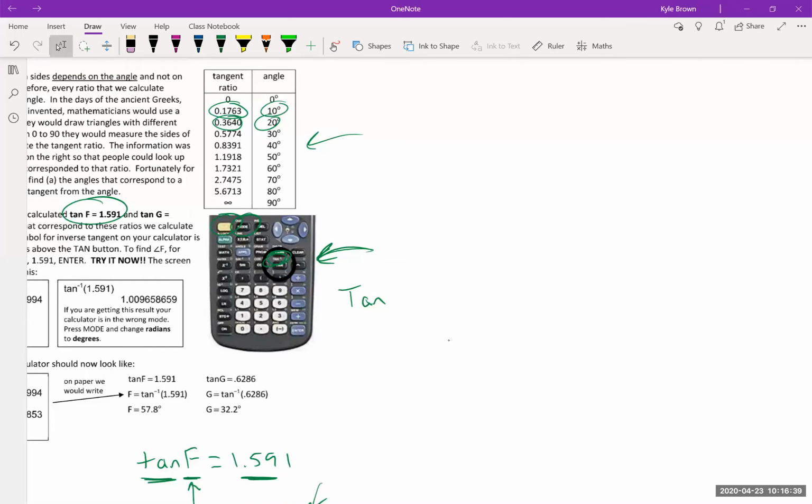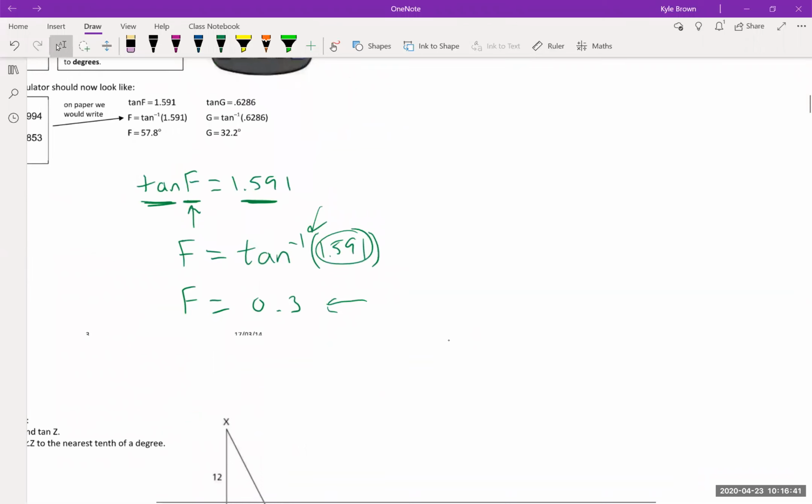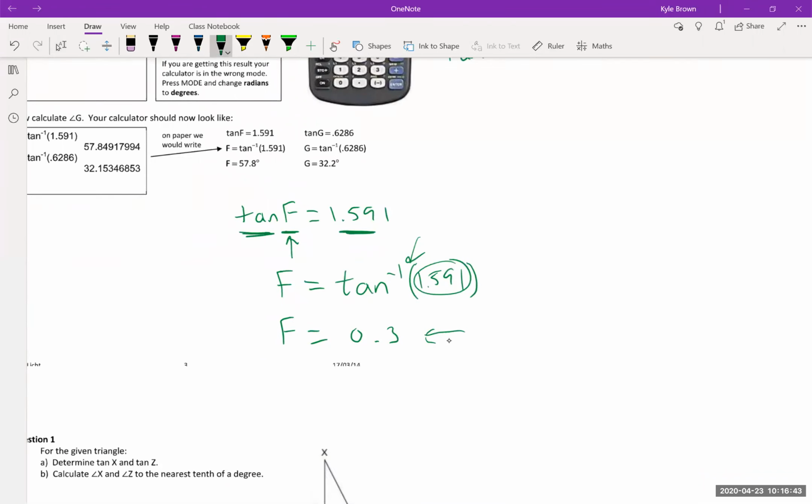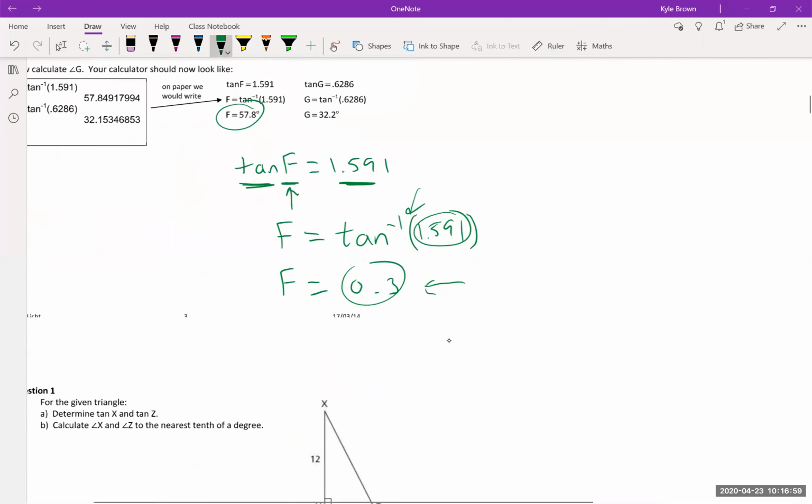So if you do this calculation and you get 57.8 degrees, then you're good to go, right? But if you get a weird number, like a decimal, then you're in radians and you have to change that in your calculator. If you're having trouble with that, maybe stay in after and you can show me your screen, or we can work on figuring that out.